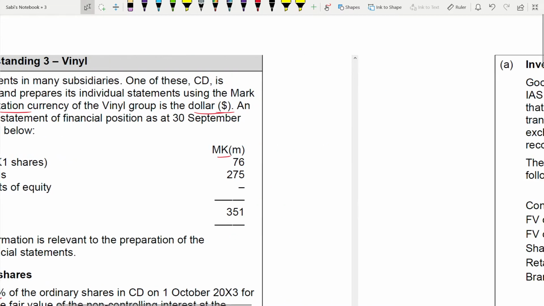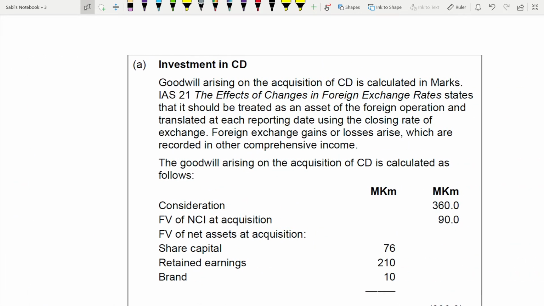So first calculate goodwill. Remember, you have to explain and you have to do calculation. So all of this is your explanation, you are writing, and then you are calculating. Goodwill will arise because of this. And how do you treat this goodwill? You have to write in words. Calculation is still there, but in words you have to write.